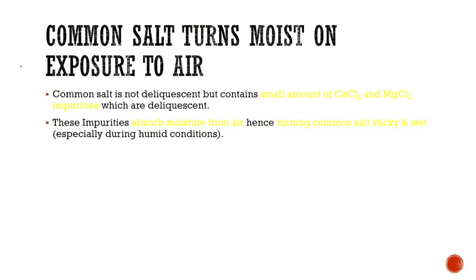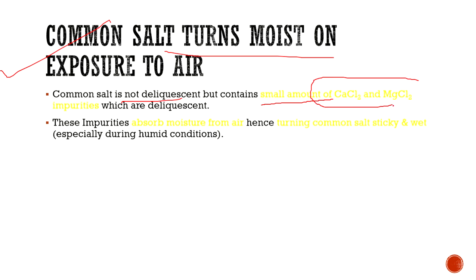Next, common salt turns moist on exposure to air. What is the reason? Look, common salt is not deliquescent. It is not deliquescent, but it contains a small amount of calcium chloride and magnesium chloride. What do you mean by deliquescent? When you expose it to air, it absorbs moisture. Consider if common salt was exposed to air, it changed to a liquid state.